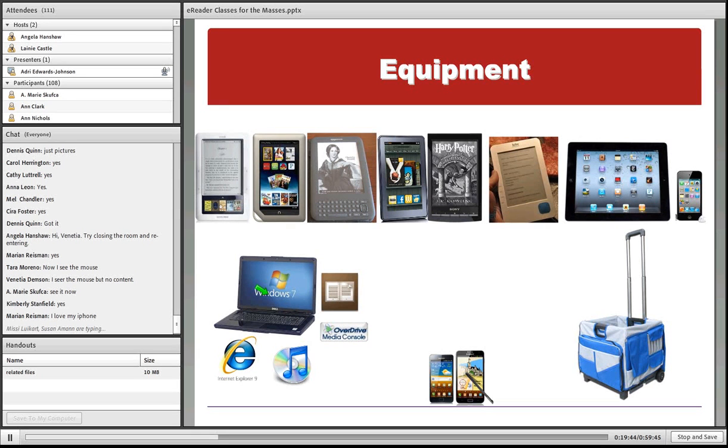As far as our presentation machine, we have a Dell laptop that runs Windows 7. We have Internet Explorer 9, which does pose some issues. iTunes. We have Overdrive Media Console and Adobe Digital Editions. We do have all the devices registered to a virtual library account for Adobe Digital Editions, and so far it's worked pretty well.